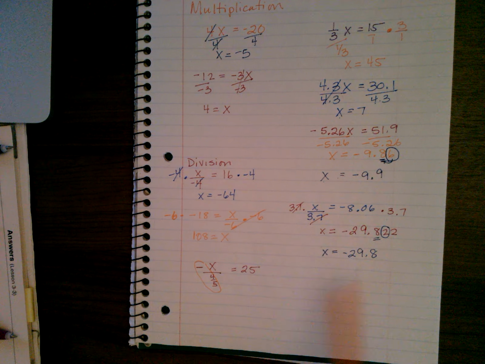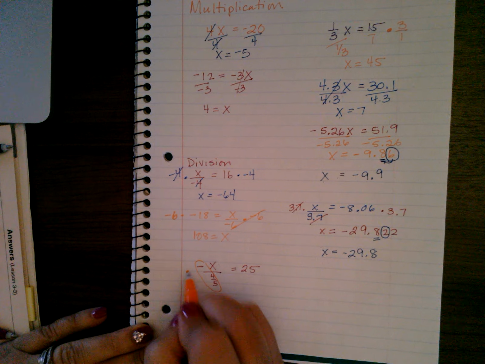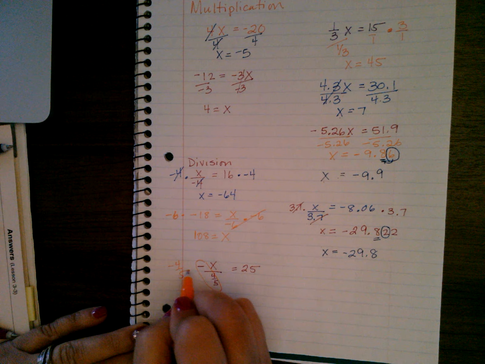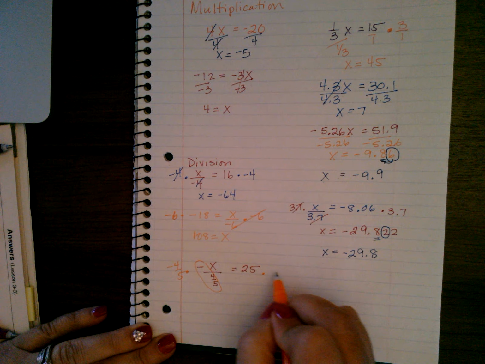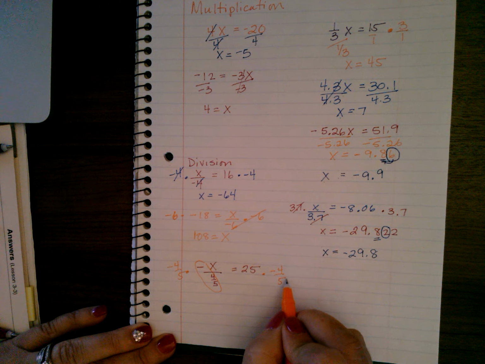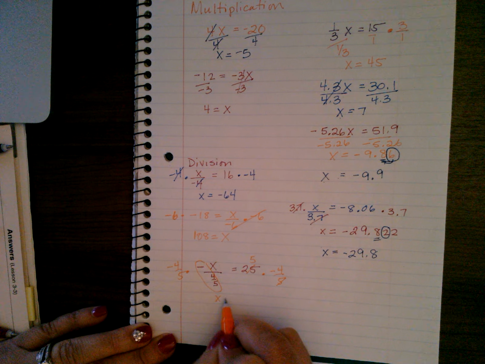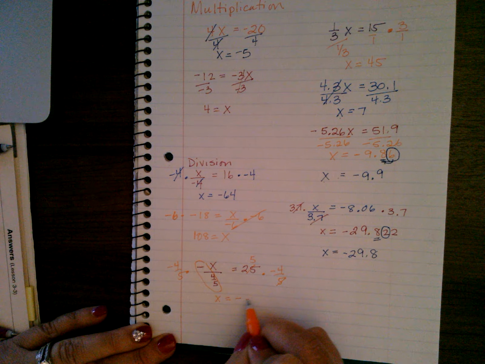Just like we were doing over here, we were multiplying to undo that. We multiplied here. I will multiply by negative 4/5. So I'm going to come over here and multiply by negative 4/5. I'm going to do a little cross reducing. You may use your calculator. And I end with negative 20.